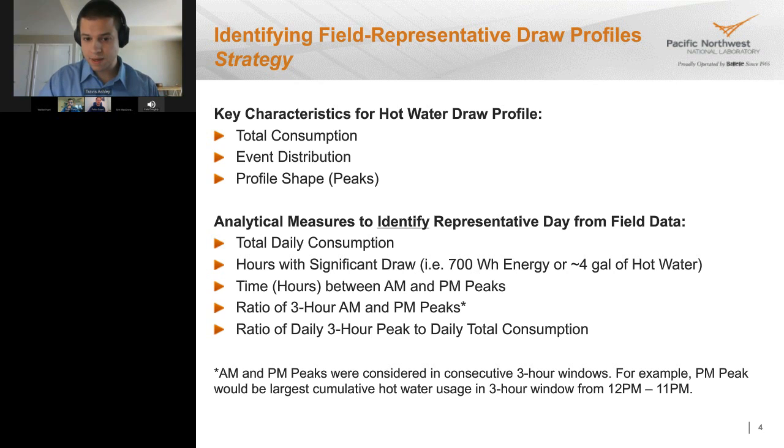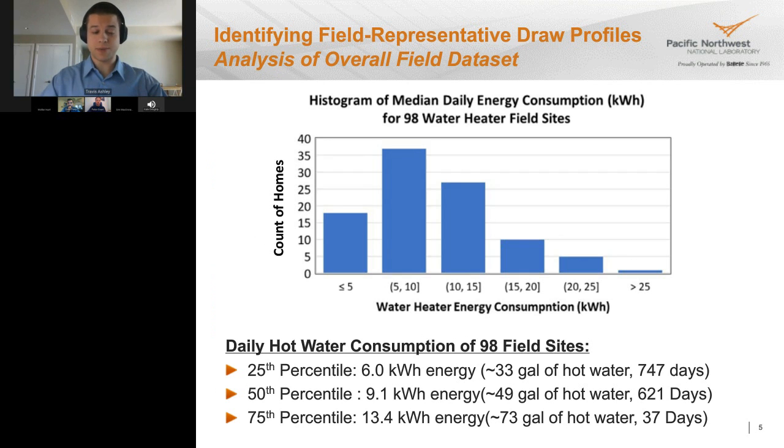But I do want to highlight 2 analytic perspectives in the next couple of slides. This is a histogram showing the median daily energy consumption for each of the 98 field sites. We used this plot to define the targeted daily energy consumption for the small, medium, and large representative draw profiles. For instance, the medium profile daily consumption target was set to the 50th percentile, down at the bottom, which was 9.1 kilowatt-hours. We used assumptions for energy efficiency and groundwater temperature, and estimated that the daily hot water draw for this medium profile would be 49 gallons of hot water.